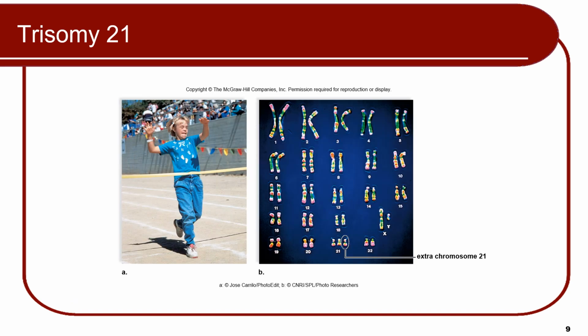And this is the most common of the trisomies, and it's a trisomy 21. So this would be a karyotype of an individual with Down syndrome where they have 3 copies of chromosome 21 and everything else is normal.